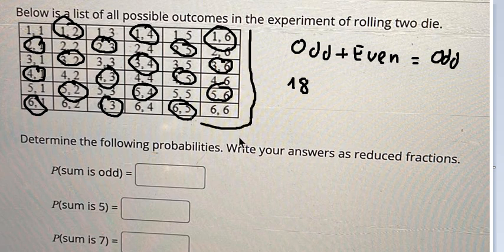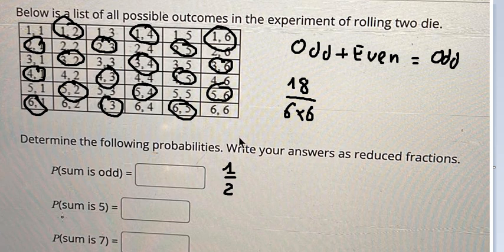And the total of the table in here, that is 6 multiplied by 6. So if we calculate, you get 1 over 2. Next, the sum is number 5. So we need to find the sum of number 5.